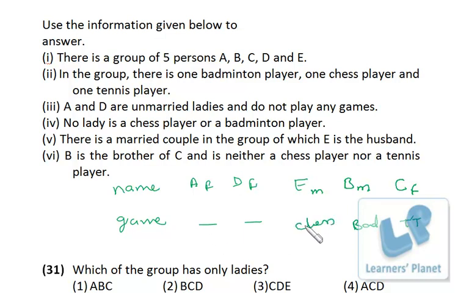Now all the arrangements have been done. E and C are husband and wife, then B and C are brother and sister. Okay, now we can just try the questions.